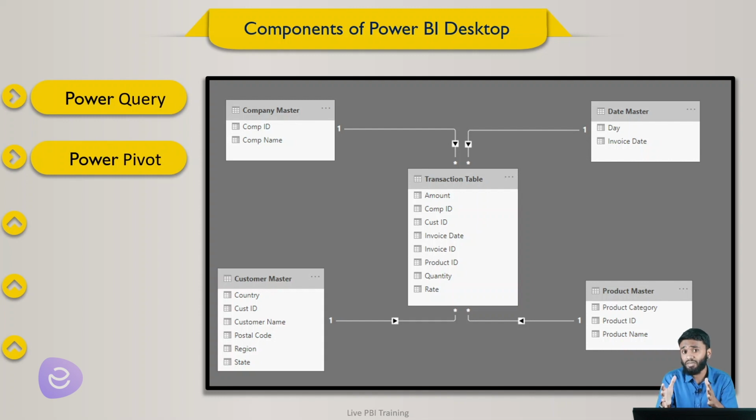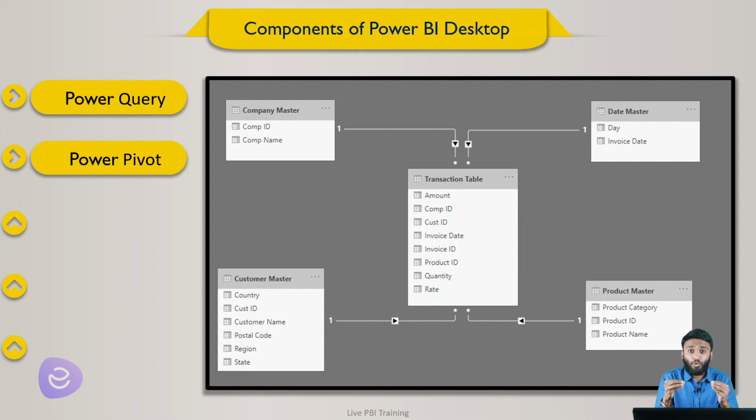So in the transaction table, what is there with regards to customer? The customer ID is only there. And what is the ID? Suppose the ID is 111. What is the name of customer ID 111? What is the location or place of customer ID 111? Everything is stored in the customer master.